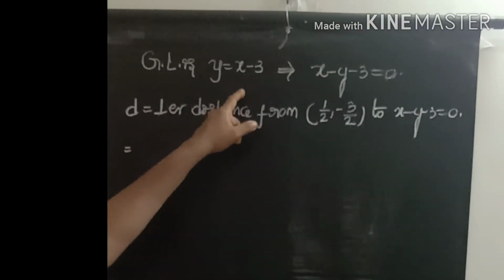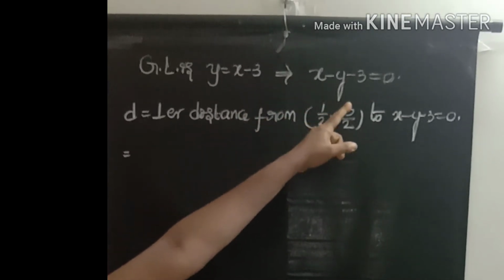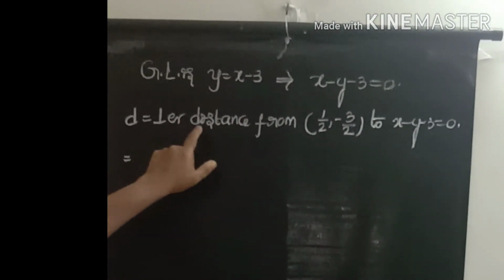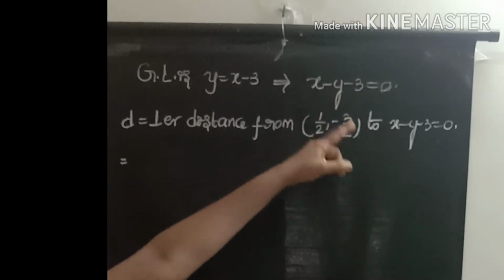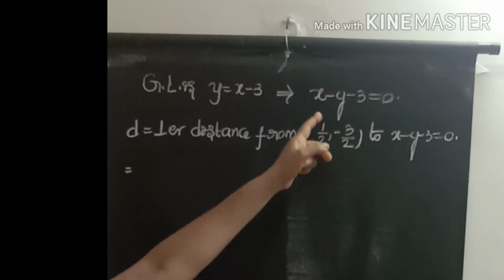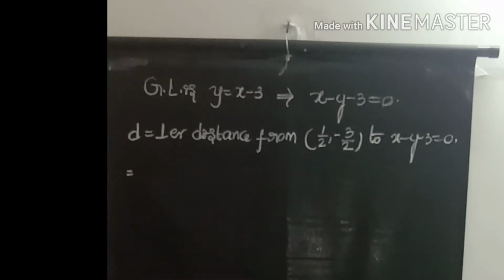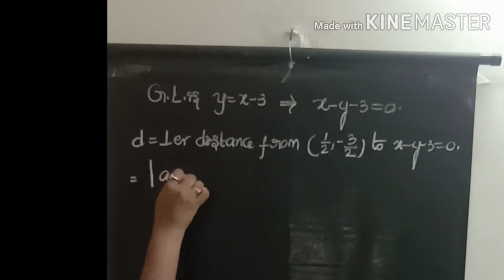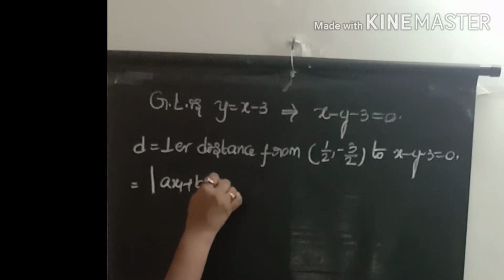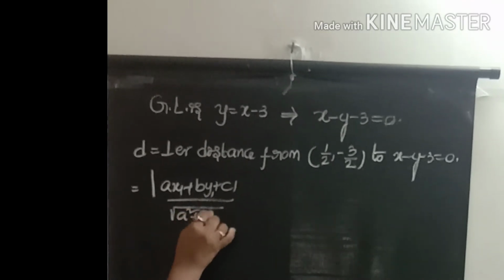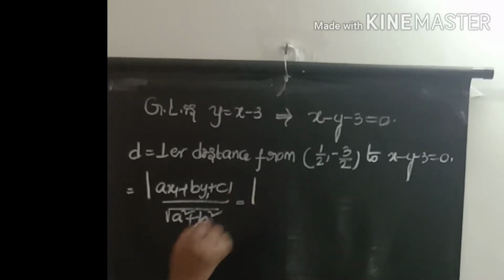The given line is y is equal to x minus 3, that is x minus y minus 3 is equal to 0. Now finding the perpendicular distance value, d is equal to the perpendicular distance from the center to the above line. The center is 1 by 2, minus 3 by 2. We take the perpendicular distance formula: modulus of a x1 plus b y1 plus c, divided by the square root of a square plus b square. This is the formula. Now we are substituting the values.